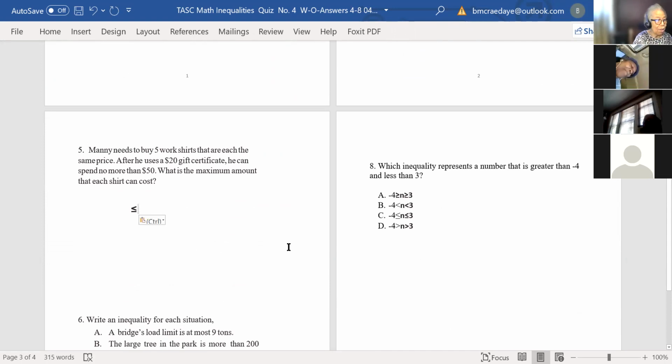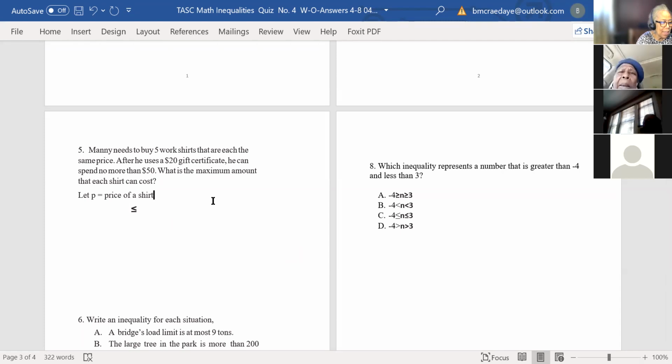Now, Manny is buying 5 work shirts at the same price. And we'll just say let P equal the price of a shirt. Okay, we have a variable here, right? Now, let's start at the right.